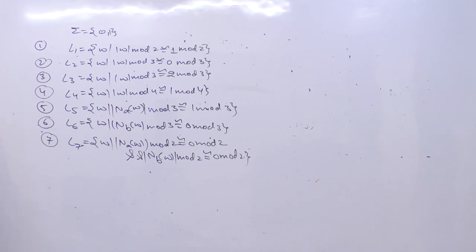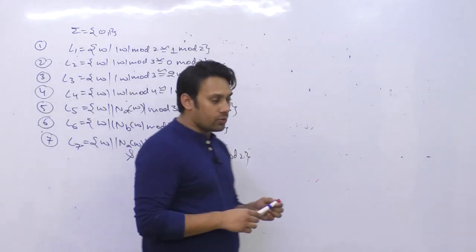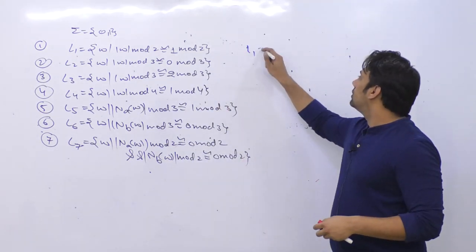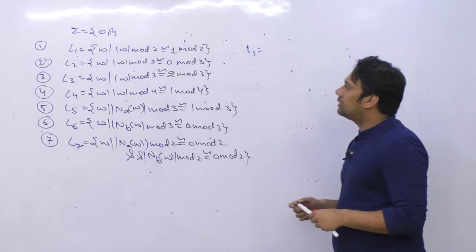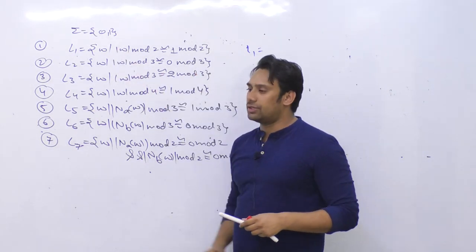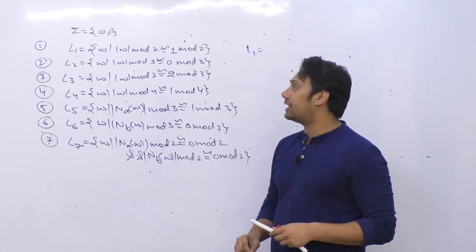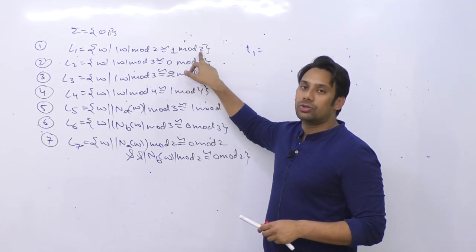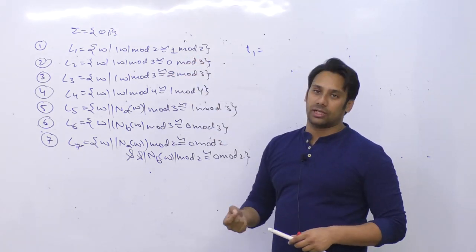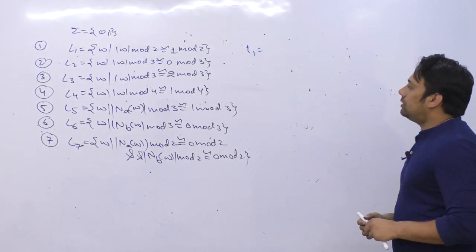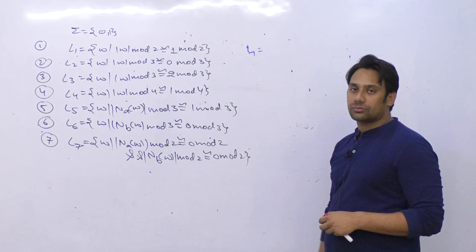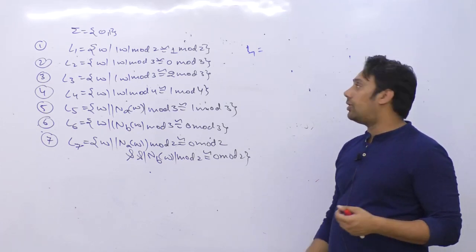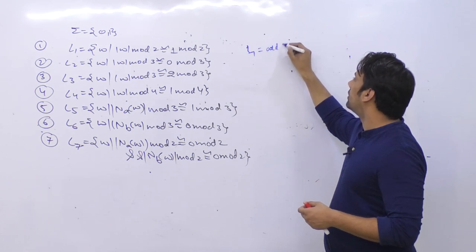First we will solve all 7 problems, and then we will look at more problems in our sessions. Okay. So the first problem, L1, says that the length of the string should be odd. If you divide the length of the string by 2, the result should be equal to 1 mod 2, that is, the remainder should be 1. So in the first language L1, it means it is an odd length string. The strings should be odd length.